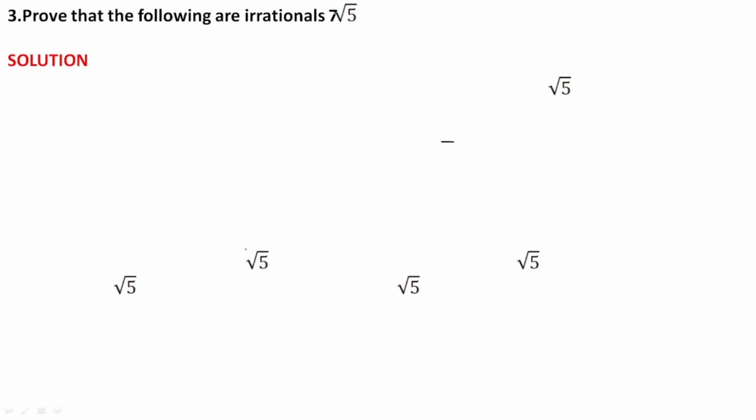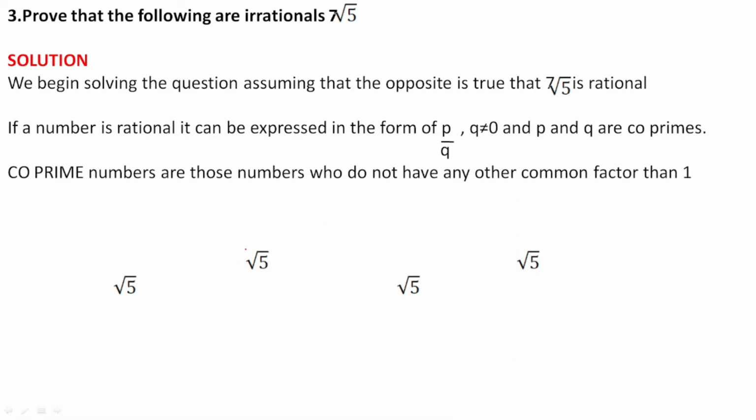So we'll look at one more question. Prove that the following are irrationals: 7 root 5. So we begin with the statement. This is the most important statement for all the questions to prove whether a number is rational or irrational. So you assume the opposite always. You assume that 7 root 5 is a rational number and it can be expressed in the form of p by q, where p and q are co-primes. So co-primes are those which do not have any other common factor than 1.